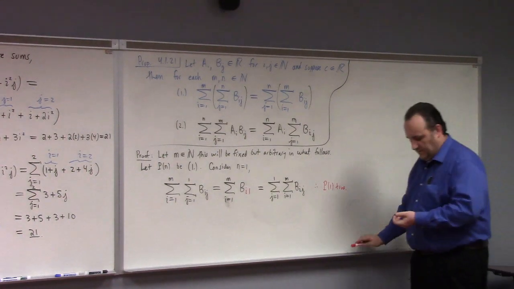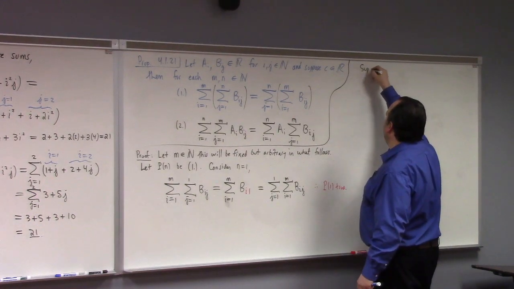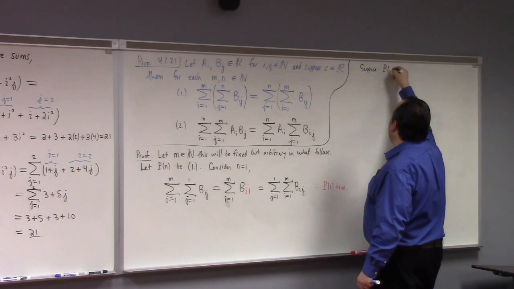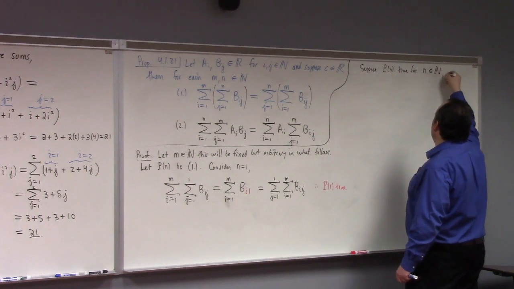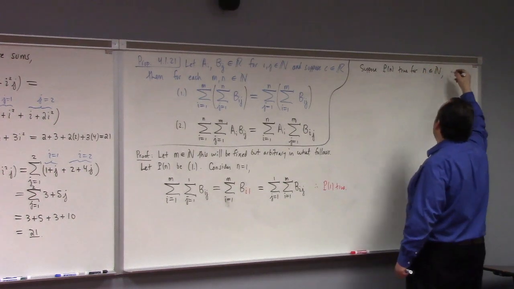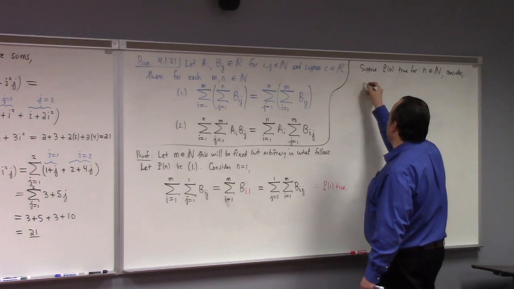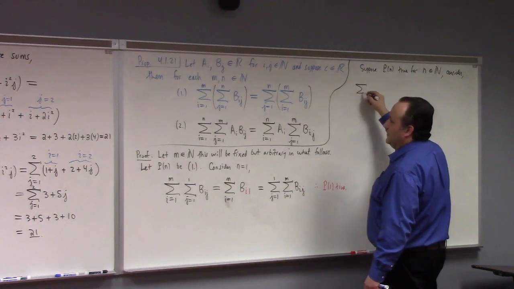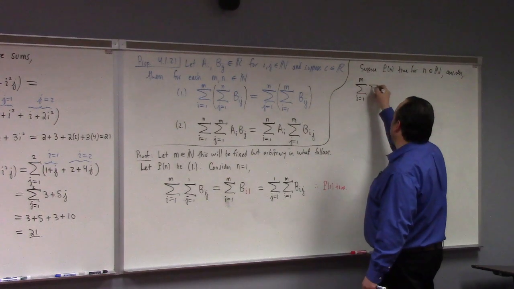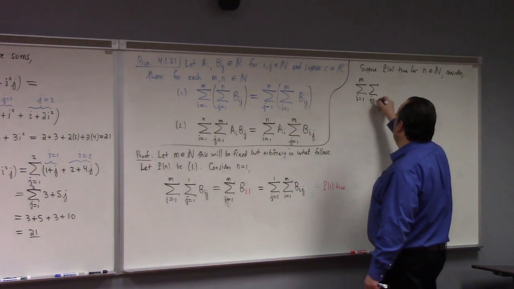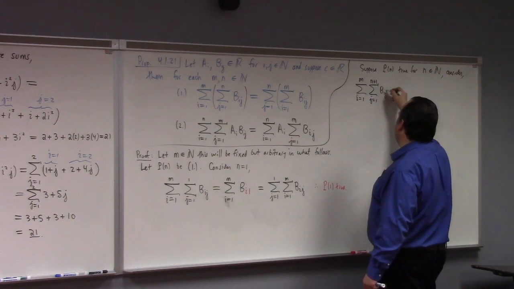All right. So then, assume inductively, suppose P of n true for n in the natural numbers. Consider, let's see here, we've got to consider the sum i equals 1 to m, the sum j equals 1 to n plus 1 of b_ij.